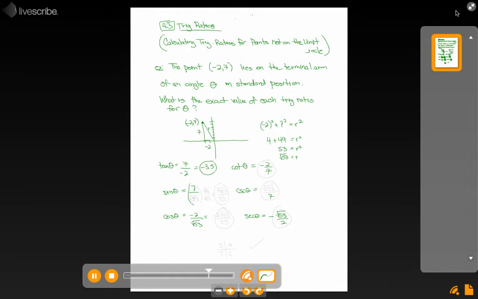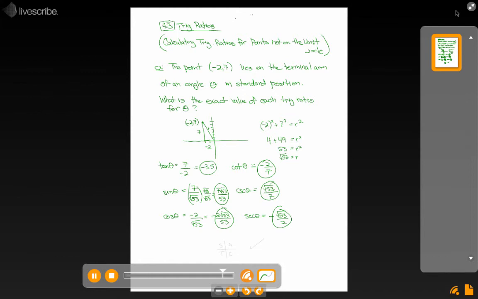If the question said something about rationalizing, we would multiply some of these by root 53 over root 53 and get an even uglier looking answer of 7 root 53 over 53. It doesn't reduce, so I leave it just like that. This next one would give me -2 root 53 over 53. So I have 1, 2, 3, 4, 5, 6 trig ratios.